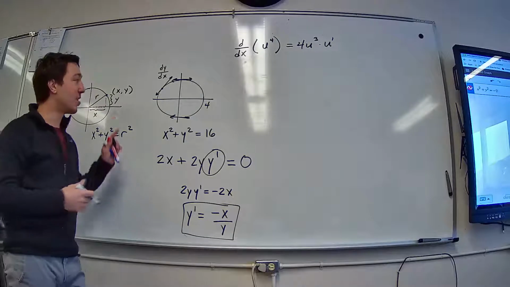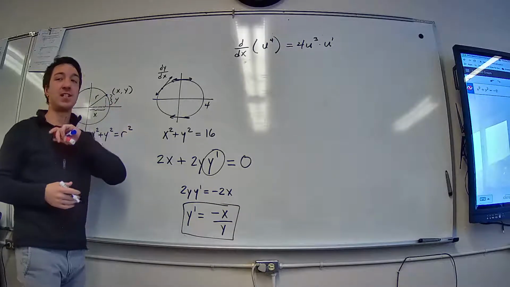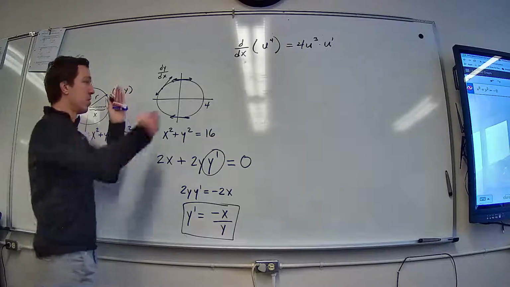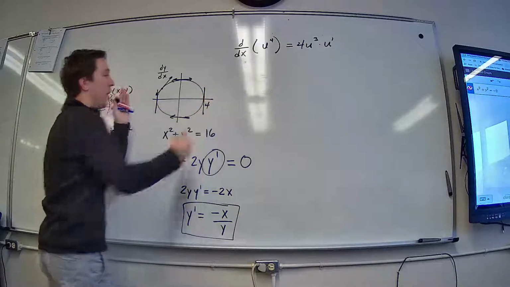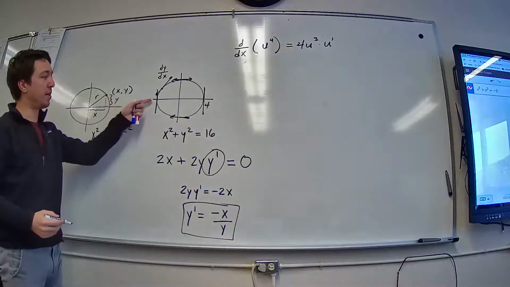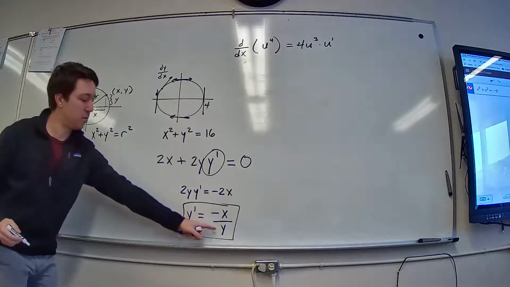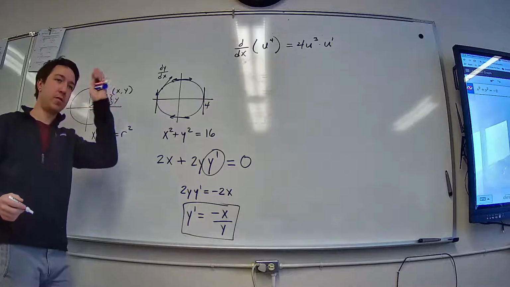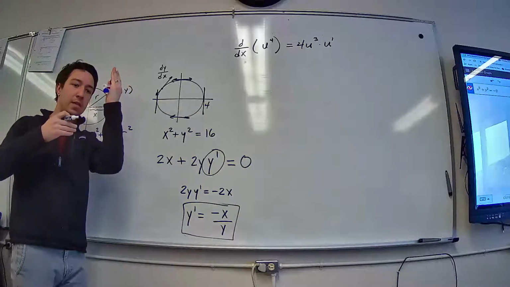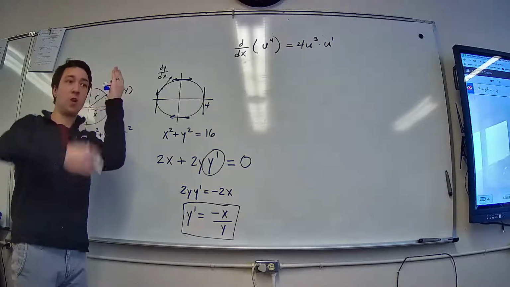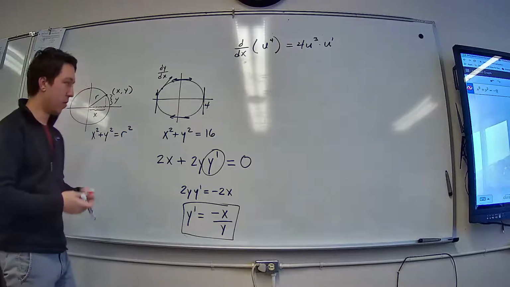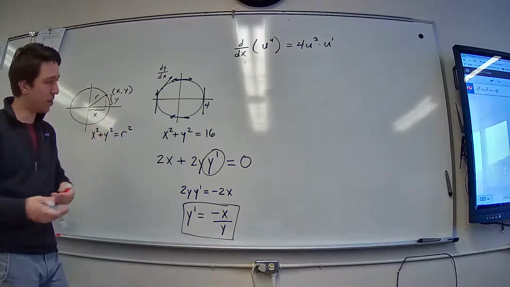How about this? Where does this thing have a vertical tangent line? Where's the slope undefined? Well, don't think of the x value, think of the y value. When the y value is 0, you have an infinite slope, right? You're kind of dividing by 0. Does that make sense? A rise over no run.